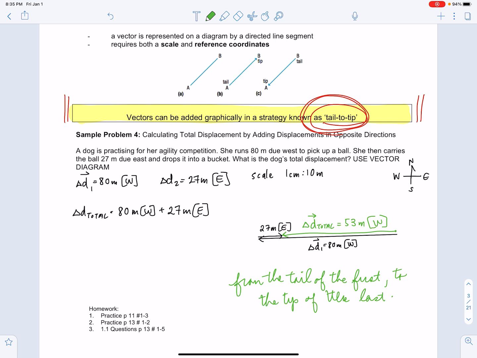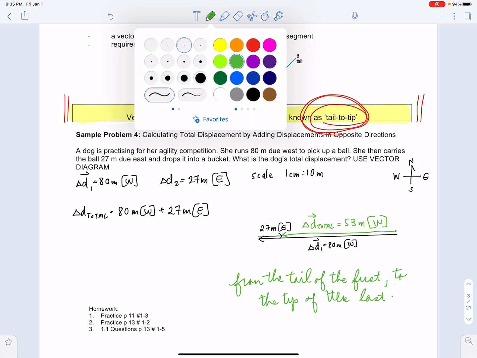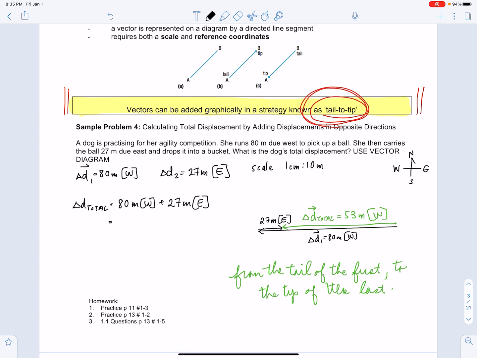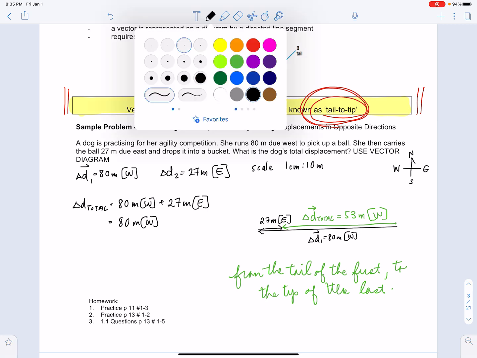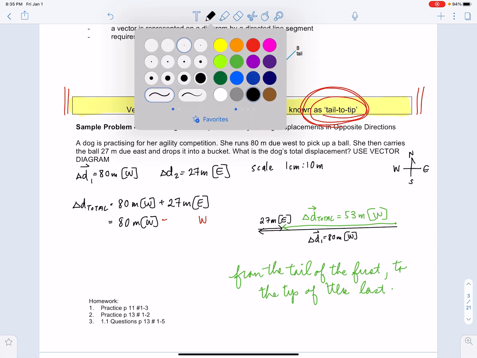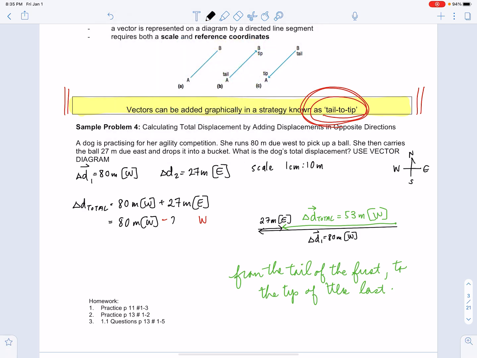I just want to prove that we could also do this mathematically. We wrote down the statement, 80 meters west plus 27 meters east. Let's add that algebraically. These are collinear vectors. They're located along the same straight line, but they're not in the same direction. So I'm going to change one of them. We have 80 meters west, but then I'm going to change this to negative west, because 27 meters east is the same thing as negative 27 meters west.